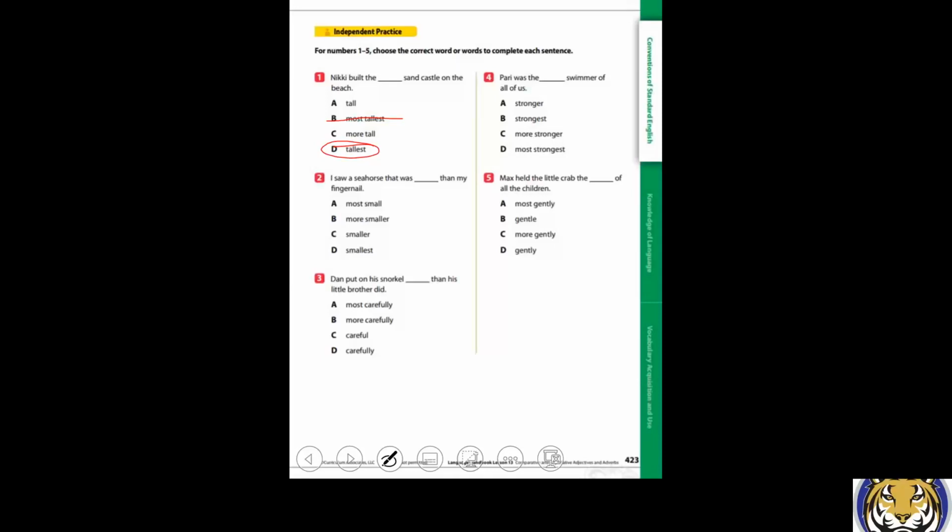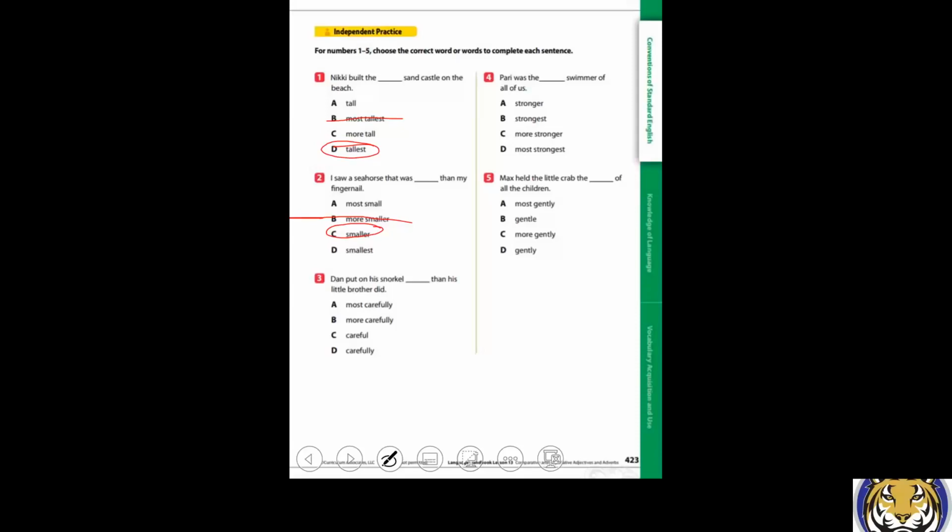Number 2, I saw a seahorse that was blank than my fingernail. That was most small. Oh, that doesn't even sound right. More smaller. We know we're not supposed to use more with the ER or EST. Smaller than my fingernail or smallest than my fingernail. The correct answer choice would be C. I saw a seahorse that was smaller than my fingernail.